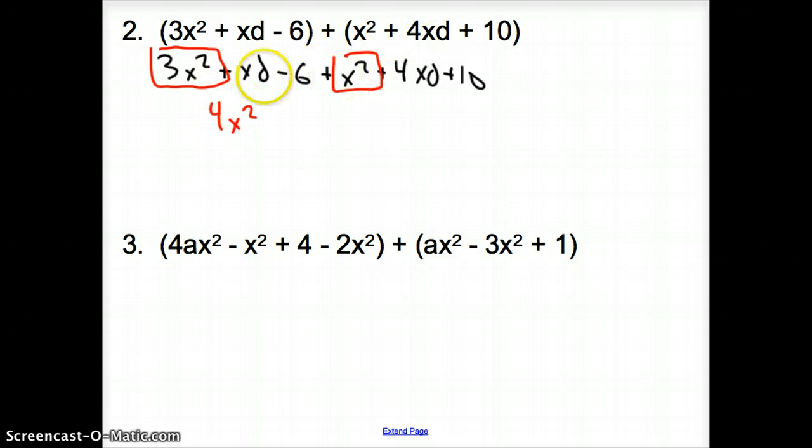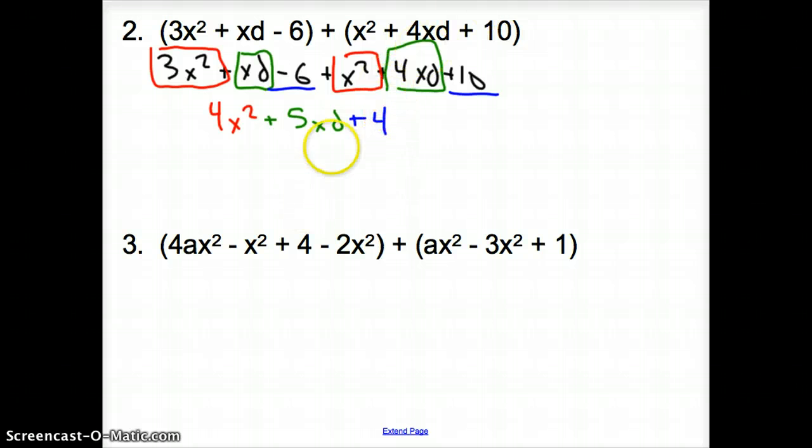Now, moving on to x and d. Here I have an xd. Do I have any more xd's? I have 4 xd's here. So how many xd's do I have total? I have 4 here, 1 there. So it's plus 5xd. And then finally, how many numbers do I have? I have -6 and I have a positive 10. So I have positive 4.